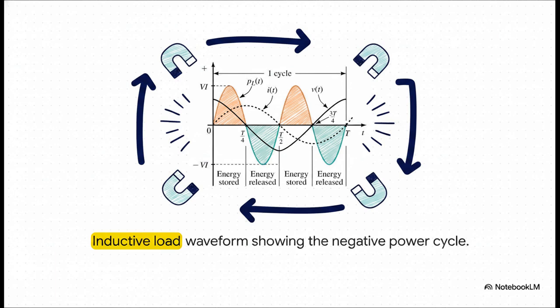Total power at any given millisecond is simply voltage multiplied by current. So, when the waveforms are out of sync, you hit periods where one is positive while the other is negative. And as we all know, a positive times a negative yields a negative. This creates frustrating pockets in the cycle where the total power actually dips below zero into negative territory.